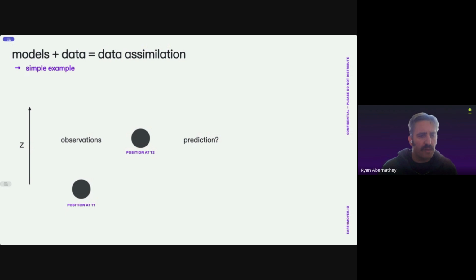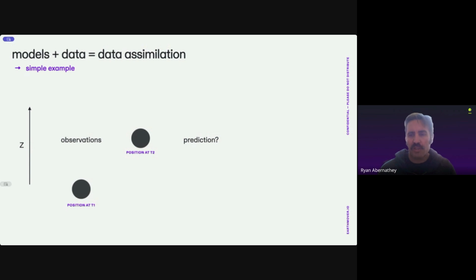So what I'm going to describe on this slide is a very, very simple, but I think accurate overview of this process of bringing models and data together through the process of data assimilation. Okay, and so what I've got here is just a very simple thought experiment. Say we are observing a ball moving through the air, and we observe it at two different positions and at two different times. So we can see at time 1, the ball was here. At time 2, the ball was there.